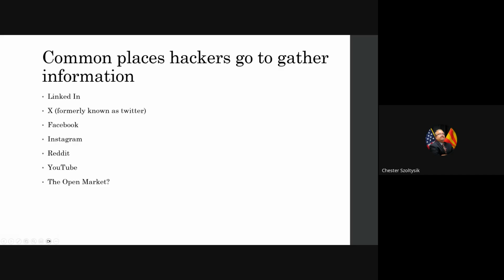So, common places hackers go to gather information. LinkedIn is huge. I'm going to give you a real-life example of that. X, formerly known as Twitter. I'm going to show you a real example of that. Facebook, Instagram, Reddit, YouTube, the open market. What does that mean, right? Open market with a question mark. So we're wondering, what does that mean, the open market?